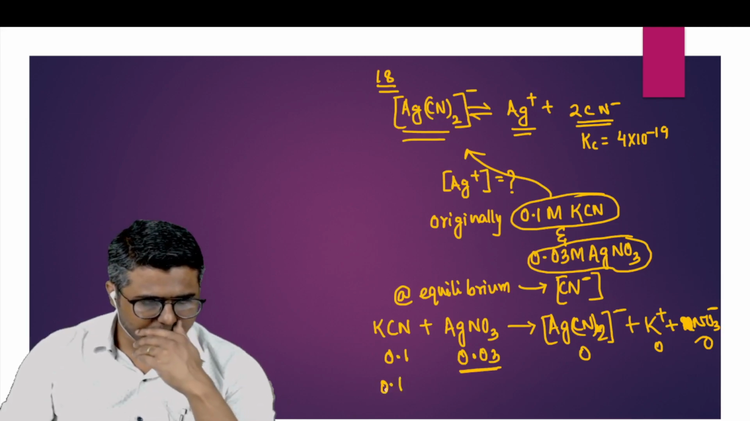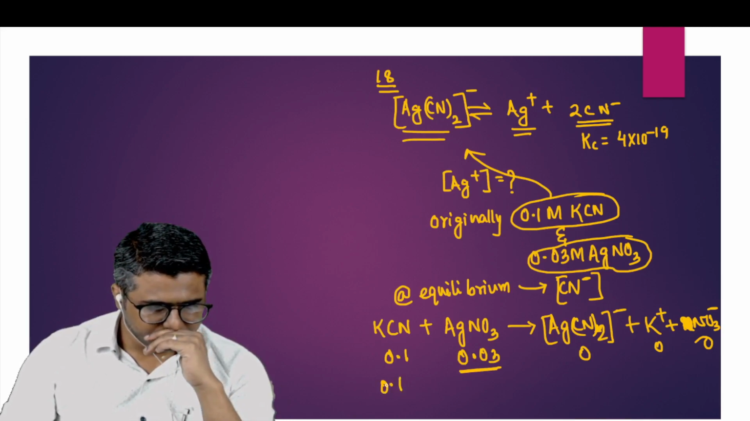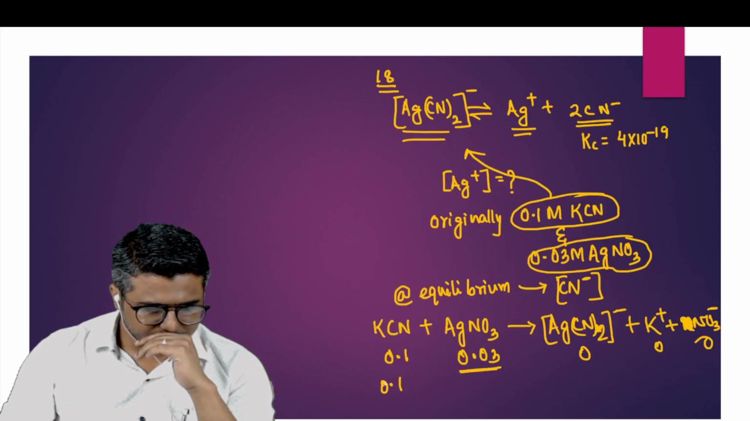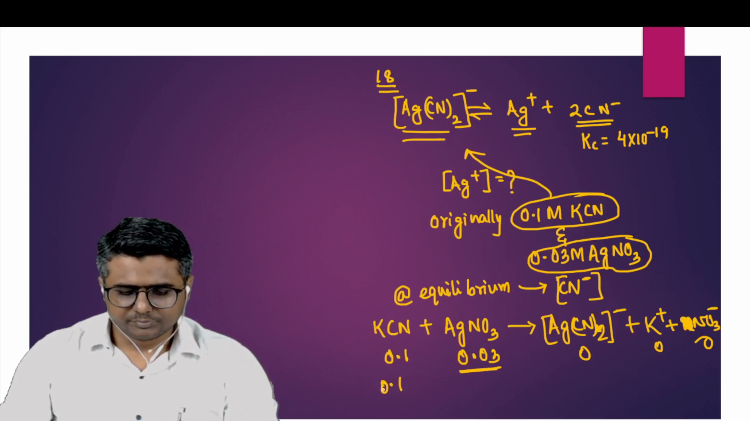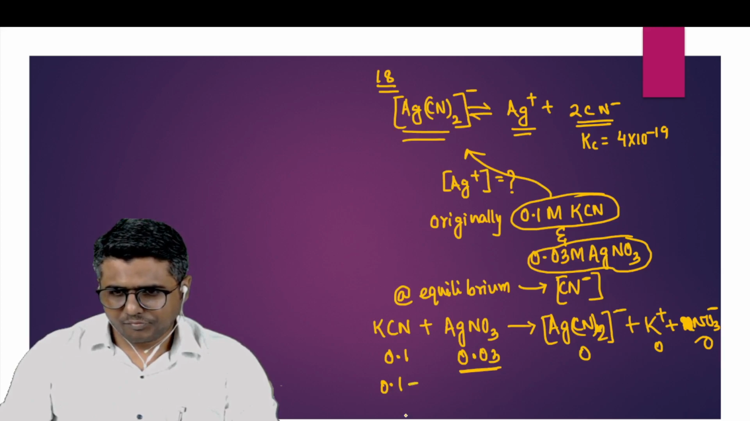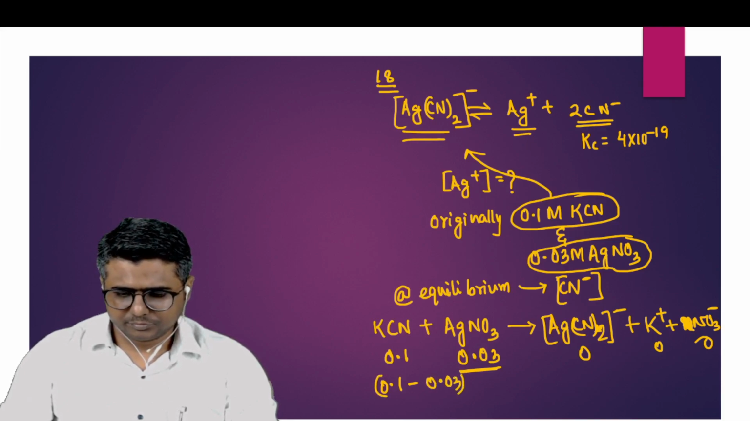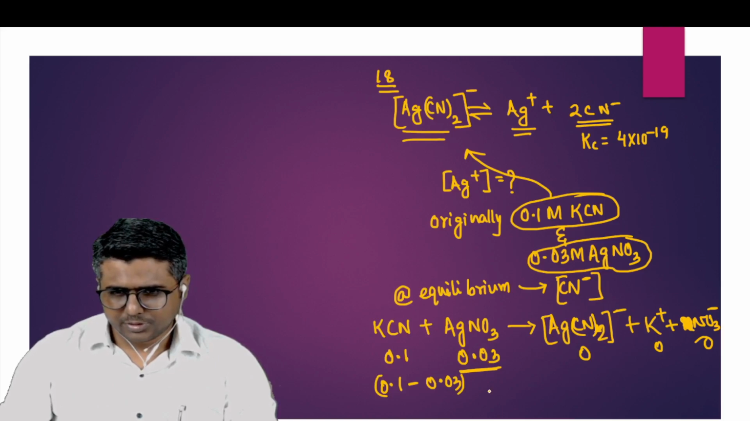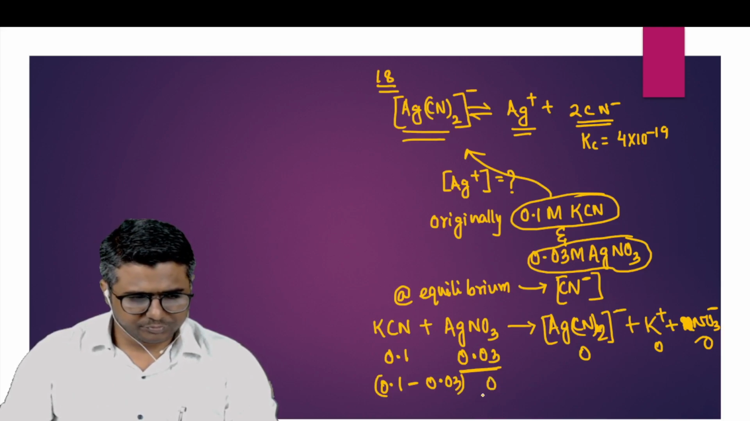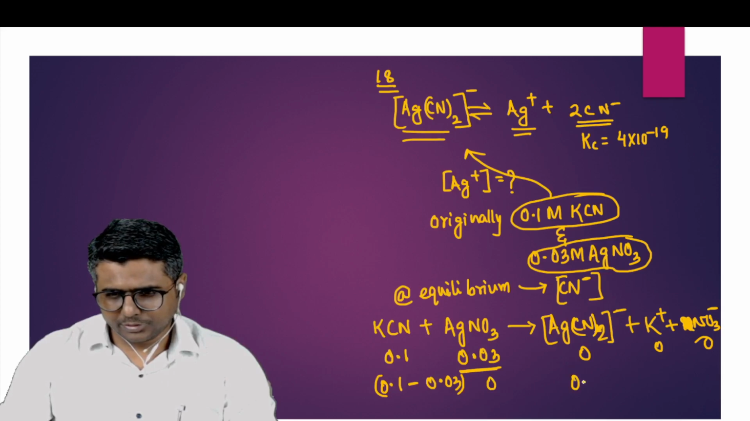0.1 minus 0.03. This will be left. This will be 0. Formation 0.03. This one, everything will be 0.03.